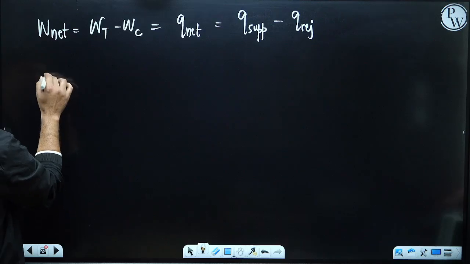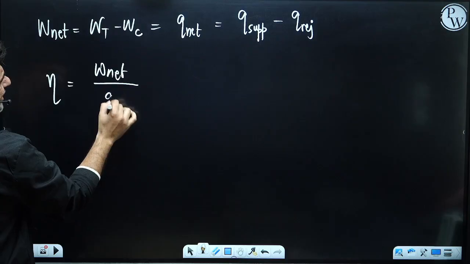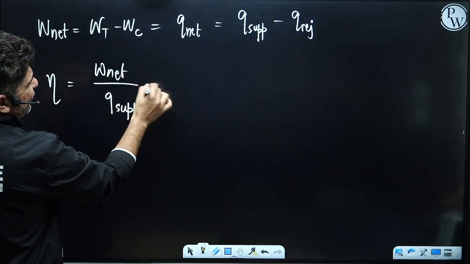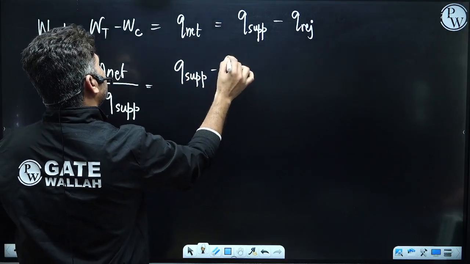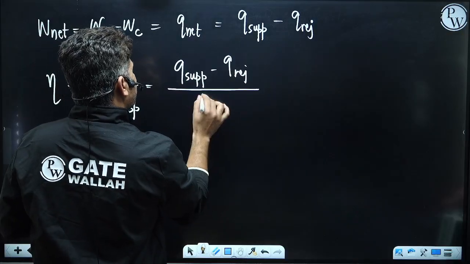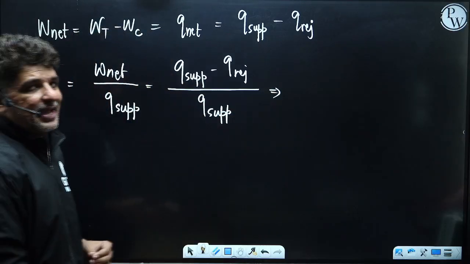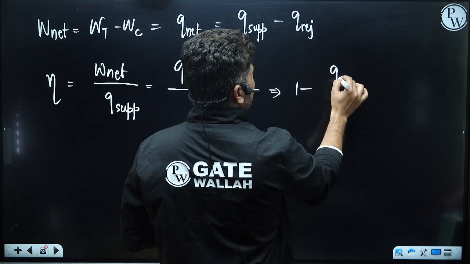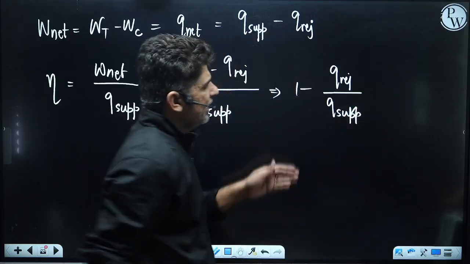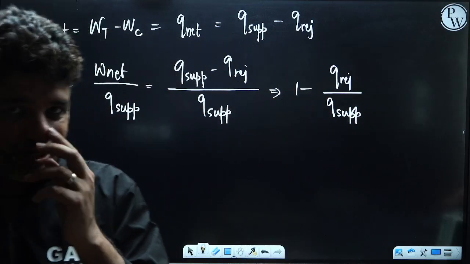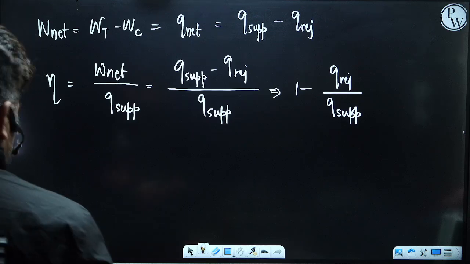We are writing this because efficiency, when you write W net divided by heat supply, can also be written as Q supply minus Q rejection divided by Q supply. And when you write this, you see that efficiency can be written as 1 minus heat rejection divided by heat supply. And now you can put the formulas for heat rejection and heat supply in this equation to calculate the efficiency of the Brayton cycle. Okay.